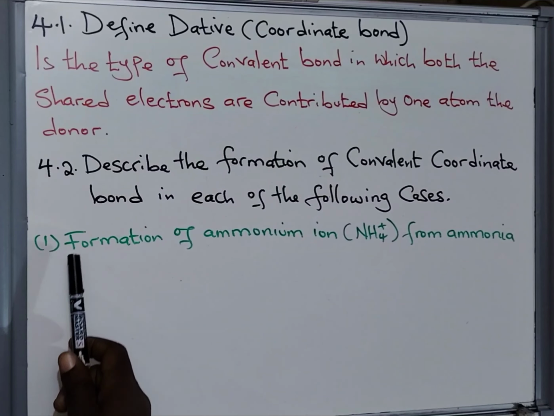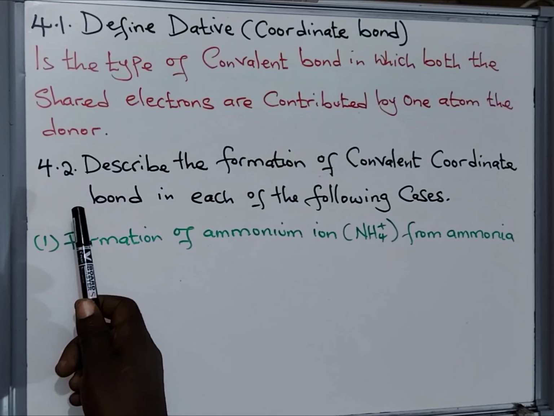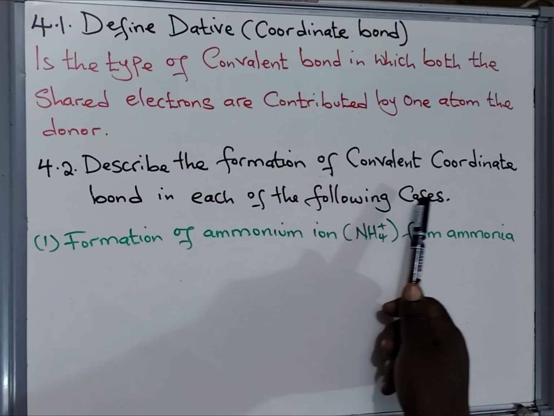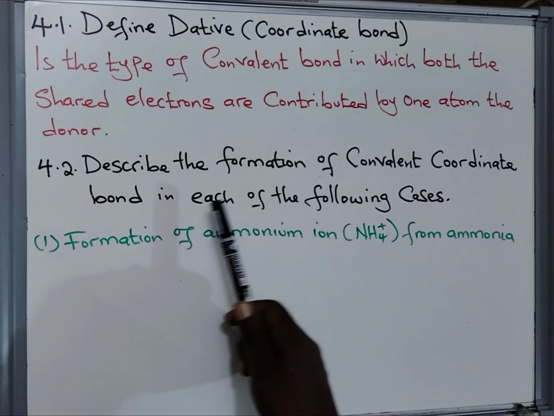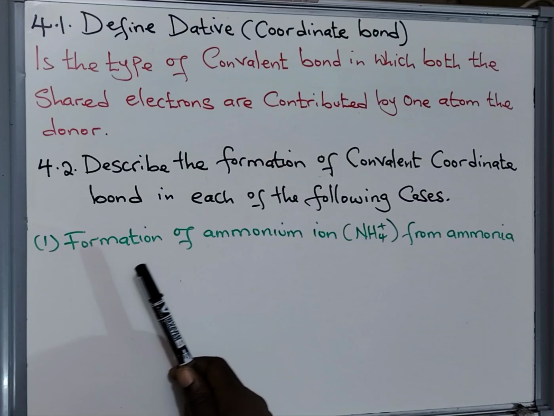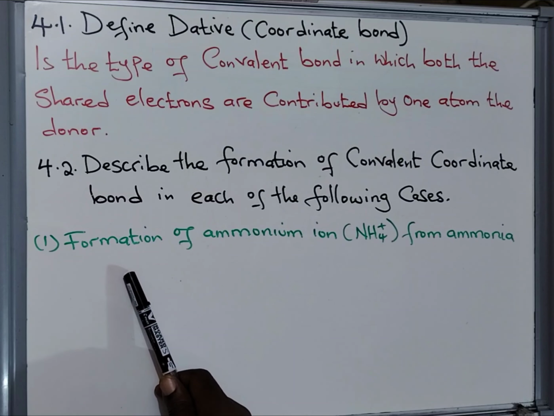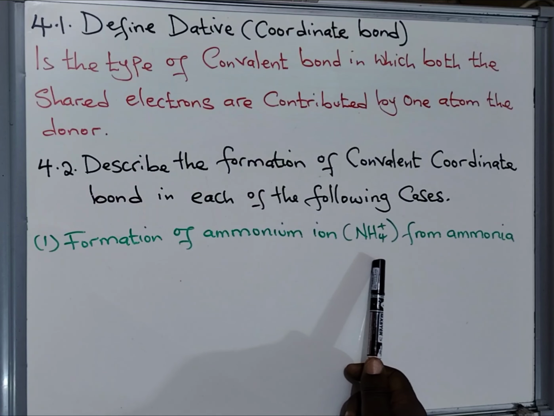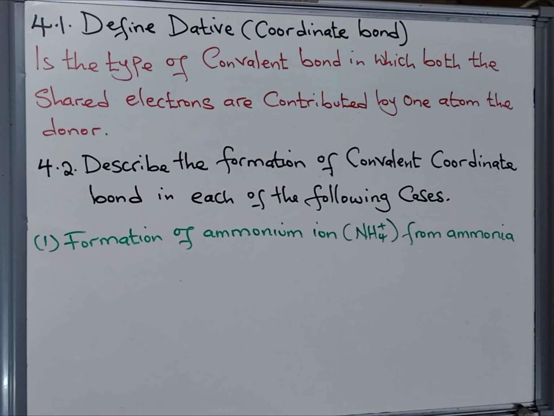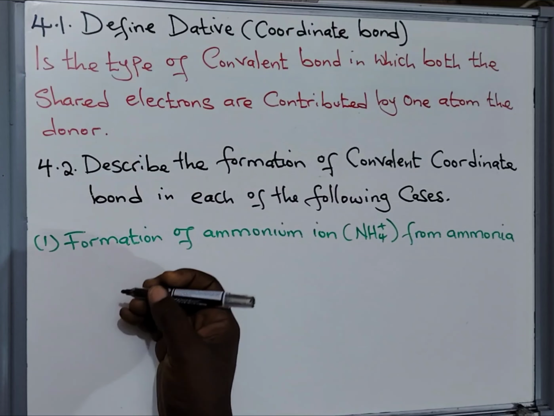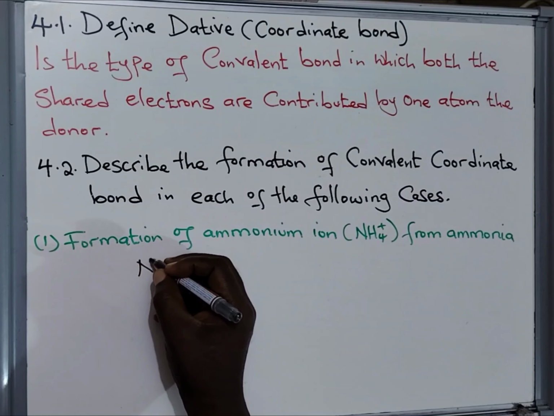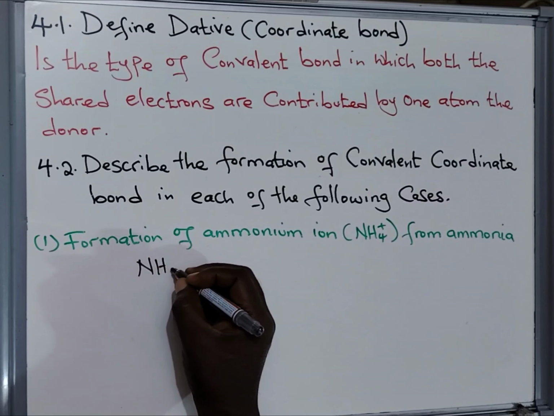Okay, then we come to this question. It says, describe the formation of covalent coordinate bond in each of the following cases. The first one is formation of ammonium ion from ammonia. For the information's sake, I need to tell you that what you call ammonia is NH3.